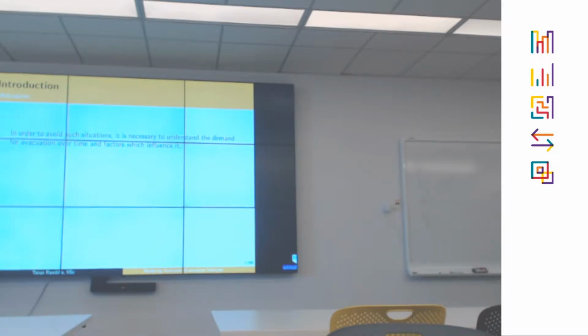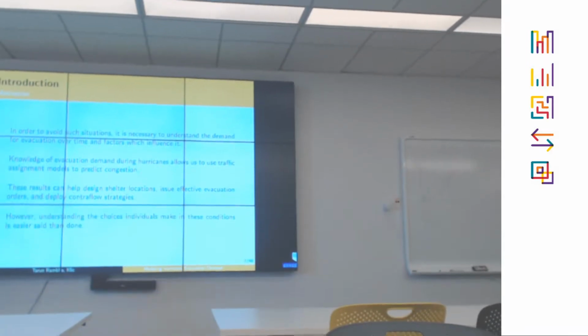Okay, so the goal is, if we can understand the demand for travel during these periods, we can use that as inputs to traffic assignment models, and then those models can tell us how congestion is going to evolve, and that can again help us understand where to design shelter locations and when to issue effective evacuation orders, when they should be voluntary, mandatory, and so on, as well as contraflow strategies. When should we make a two-way street a one-way street, and so on and so forth. Okay, so this is the broad idea of being able to predict the demand accurately.